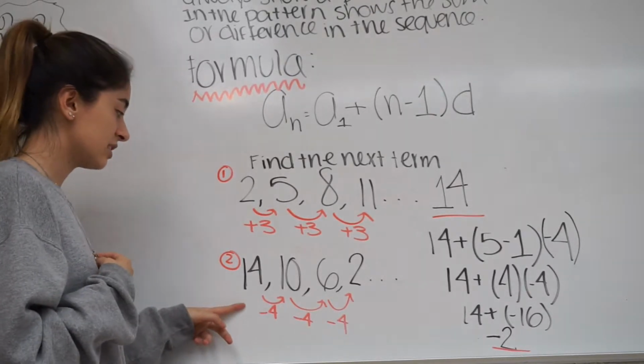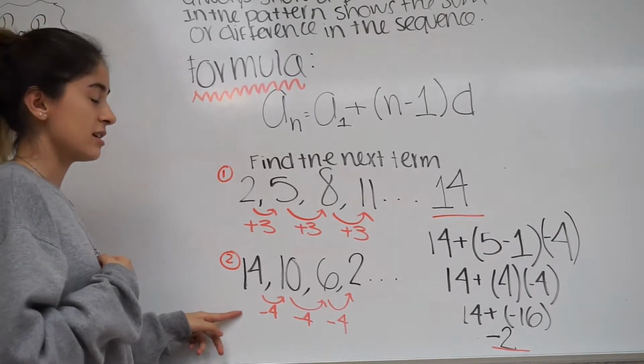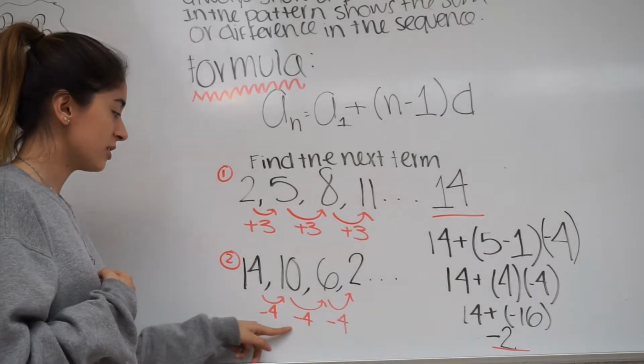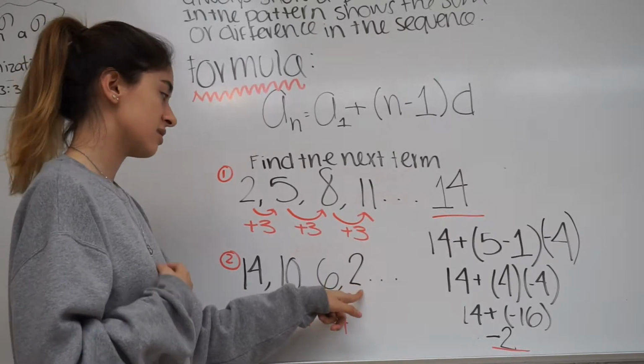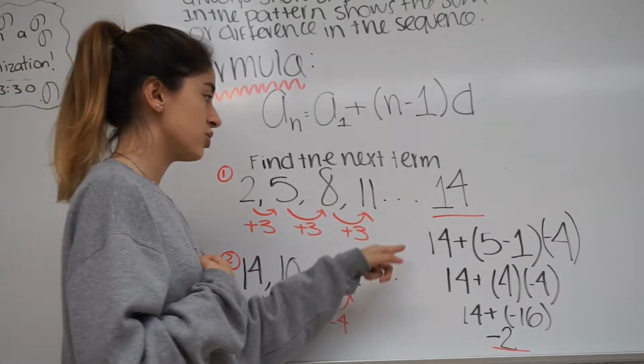And in this exercise, we can see that it has a difference of 4, so it is subtracting 4. To find the next term, we're going to use the formula.